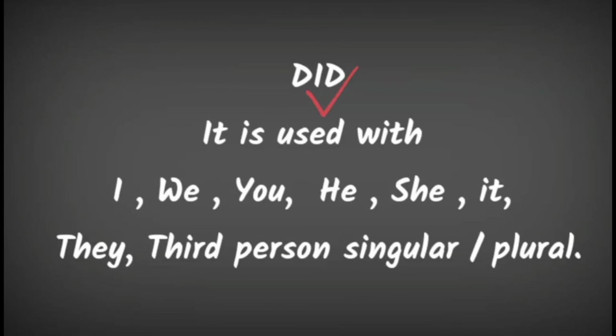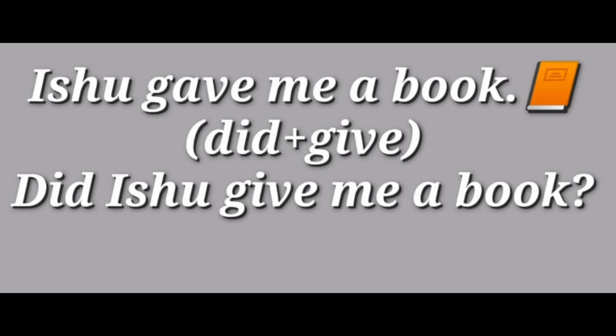Let's look at how to frame questions when we don't have helping verbs in past tense sentences. We use did. Did is used with I, we, you, he, she, it, they, third person singular and plural numbers. That means we don't have to look at whether it is plural or singular, whatever the subject is. If it is in past tense, then we will use did with the subject. Let's look at one example. Ishu gave me a book. Here, Ishu is the subject, gave is the verb and me a book is the object.